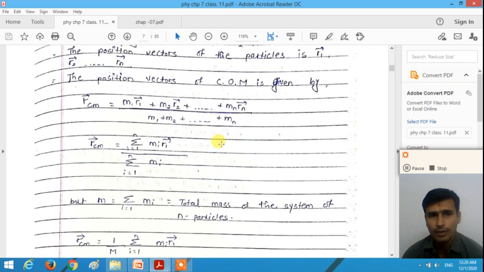So in this RCM, three coordinates of the center of mass are present: x coordinate, y coordinate and z coordinate, right? If you want to find the x coordinate of the center of mass, we take the x coordinate of all the position vectors. If you want to find the y coordinate of the center of mass, we take the y coordinate of all the position vectors. And if we want to find the z coordinate of the center of mass, we take the z coordinate of all the position vectors, right? So understand how we can calculate the center of mass in two dimensions and three dimensions.